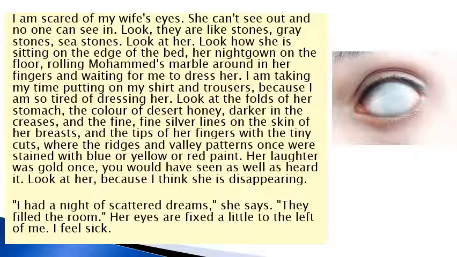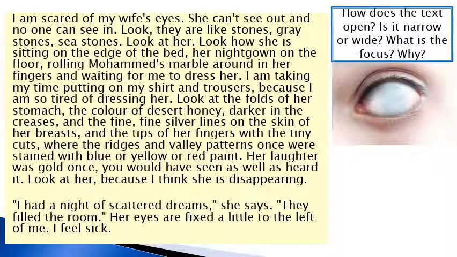Okay, so this is the extract taken from The Beekeeper of Aleppo. We'll read it first of all in sections, and at each section I want you to think about how it is structured. So in this part in particular, we're going to think about how it opens. Is it narrow or is it wide? What's the focus and why at the beginning?